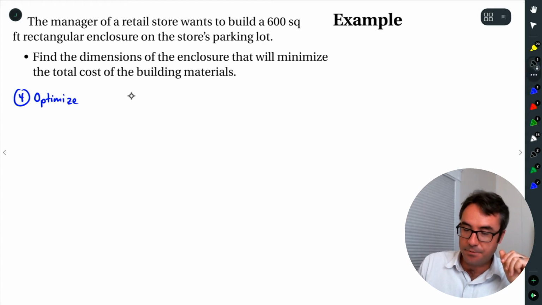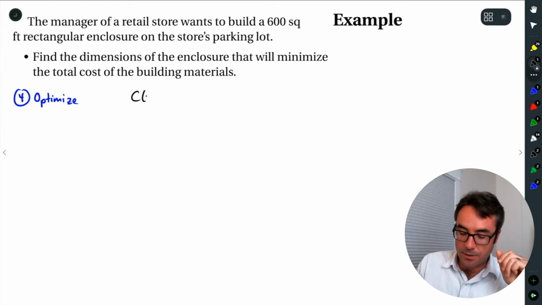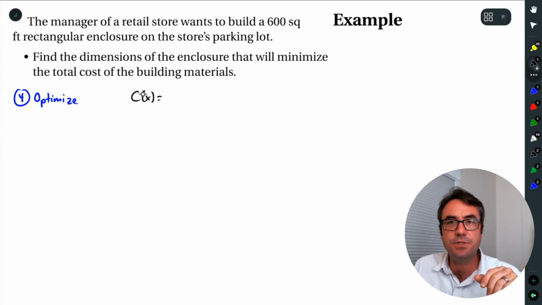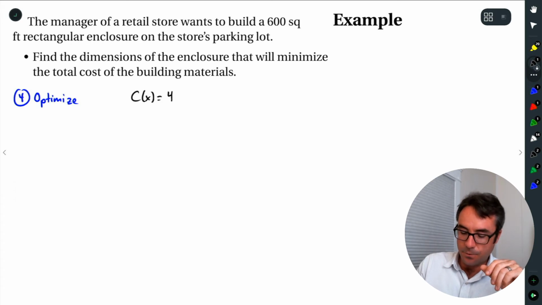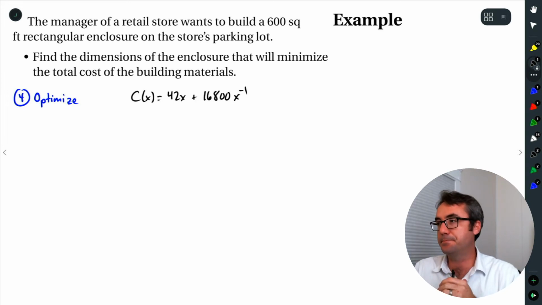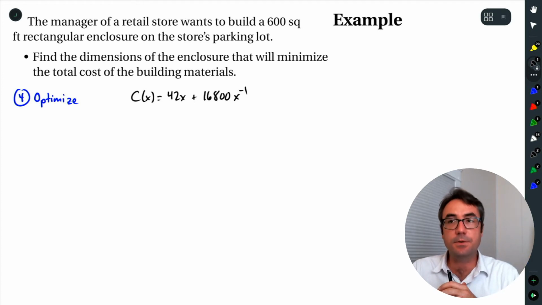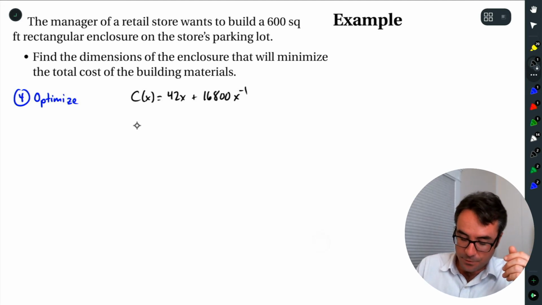So we have our constraint, or our objective function, which we'll call our cost function. Let's use function notation, so c of x. And it was 42x plus 16,800 times x to the minus 1. Let's go through now and calculate the critical numbers. Well, let's actually get the first derivative. So we need our first derivative.